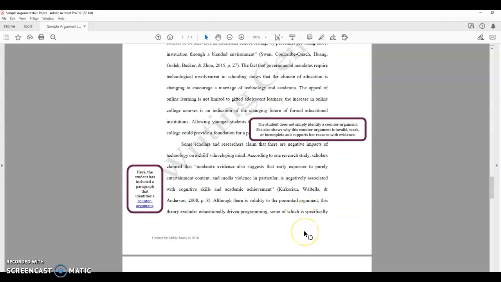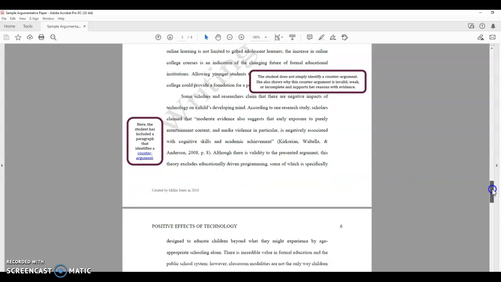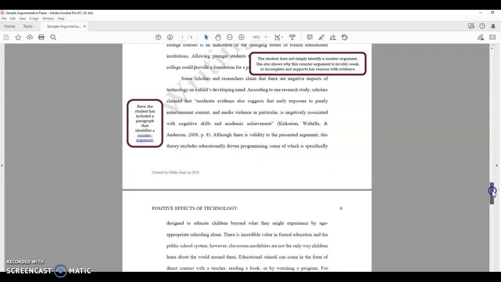All right, so she's got her three arguments, and now she has a counter argument. Her counter argument begins: some scholars and researchers claim that there are negative impacts of technology on a child's developing mind. This is what other people say, and it's excellent that she did this because it enhances her credibility. We can tell that she's carefully thought about this topic because she has researched what other people who take the opposite point of view say.